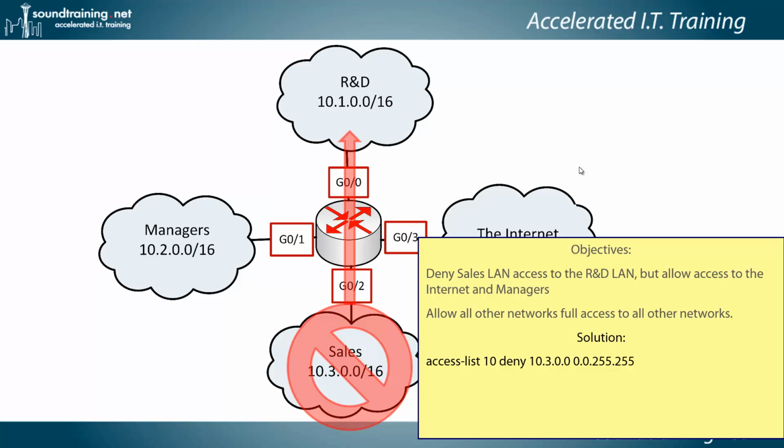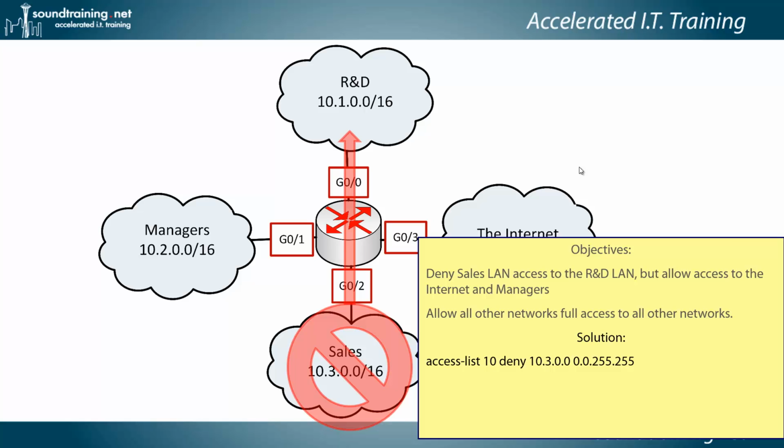So our access list 10, and I just picked a random number between 1 and 99, access list 10 deny 10.3.0.0 with an inverse mask of 0.0.255.255 because that's a /16. And if you're kind of confused on that, go back and watch the previous part of this video until you feel comfortable with it. Now, is that going to do the trick?